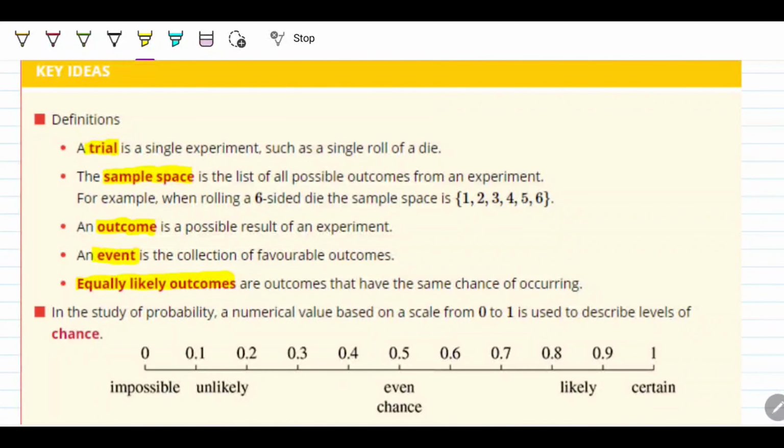The next thing I need to introduce is the scale from 0 to 1, which is generally what we use to describe levels of chance. Using this scale, 0 will represent impossible, whereas 1 will represent certain. That means for an event with an even chance, the probability will be 0.5. As we go further towards 0 to the left side, this will become unlikely. As we go further towards 1, this will become likely.